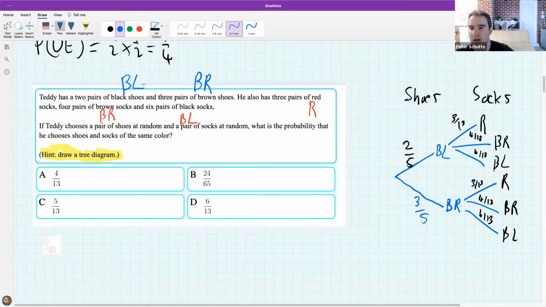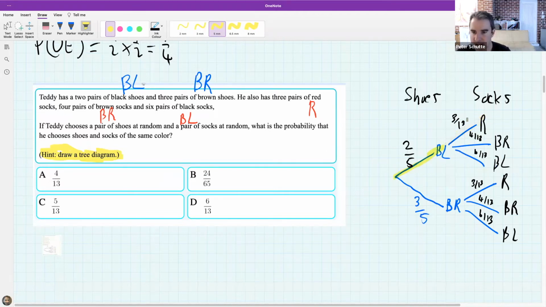Okay, so for now, all I've done is I've considered two events. The one is choosing your shoes. The other one is choosing your socks. And all I did was each branch shows a combination that's possible. So the very first one shows me choosing black shoes and red socks. That's the combination represented by the yellow line.